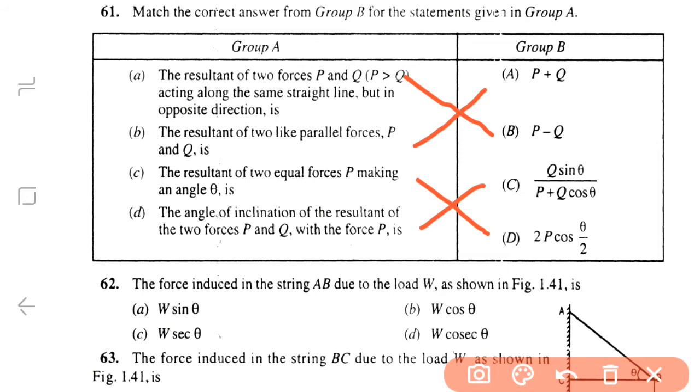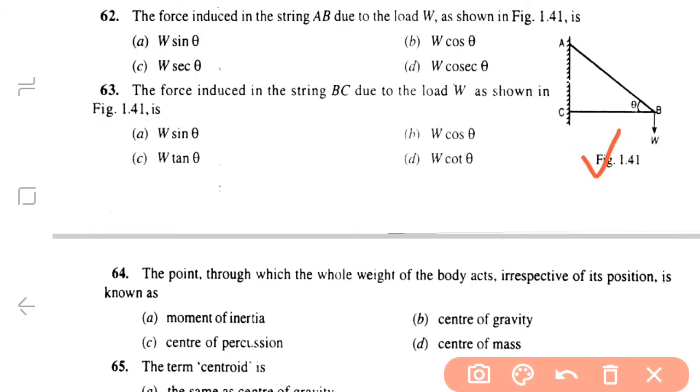For question 62 and 63, consider this figure. Question 62 is, the force induced in the string AB due to the load W as shown in the figure is, here options are W sin theta, W cos theta, W sec theta and W cosec theta. Here option D, that is W cosec theta, is the correct answer.